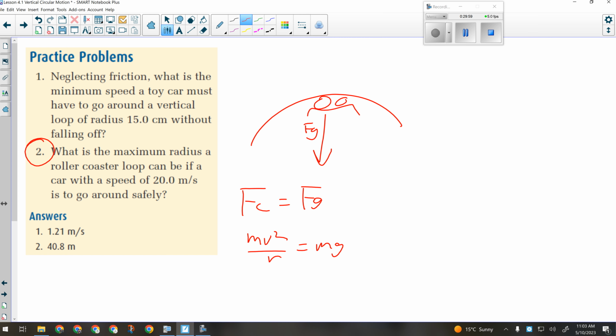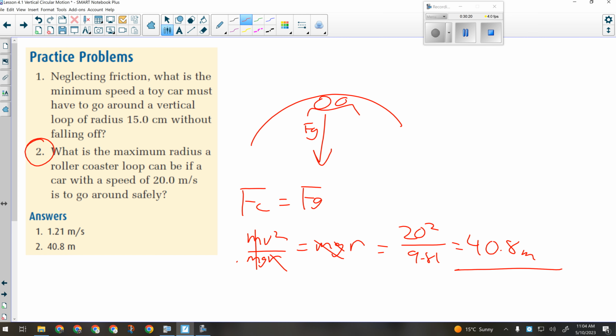All right, so we multiply both sides by r, we divide both sides by m times g, and the m cancels. Okay, and what we're left with is v squared, so that was 20, divided by 9.81, right, which should give us 40.8 meters.